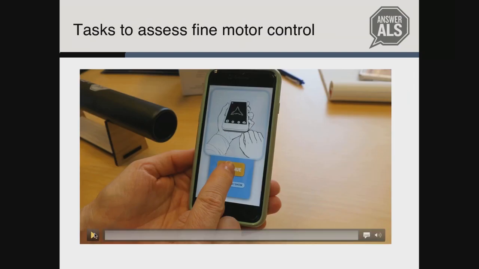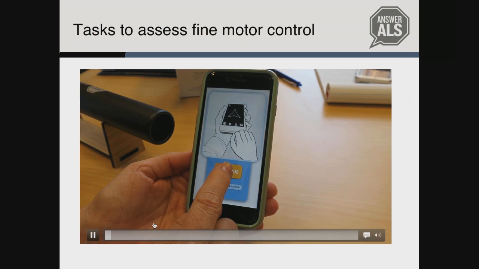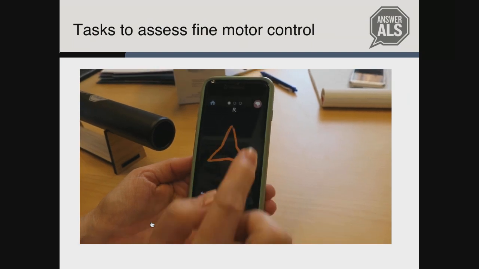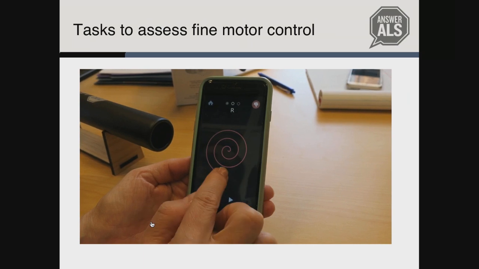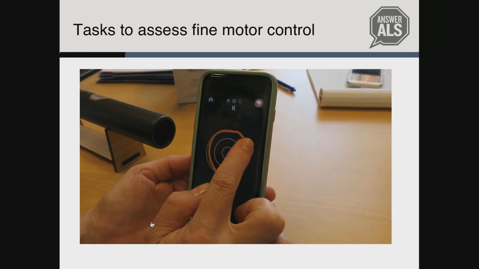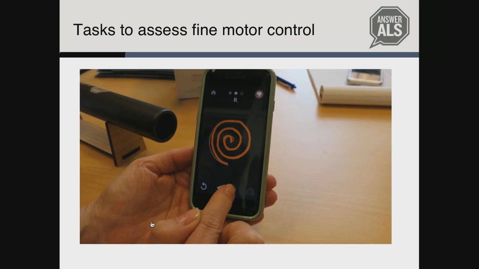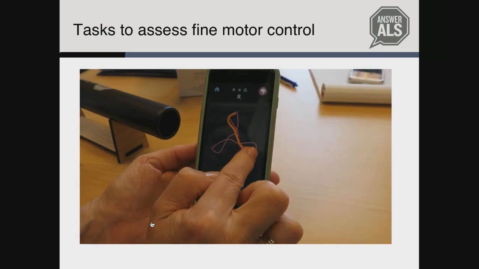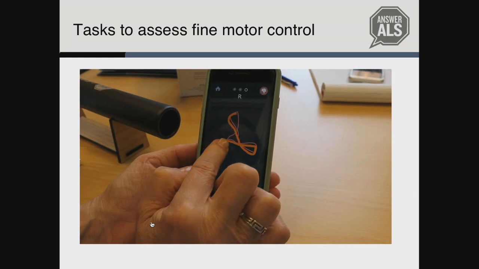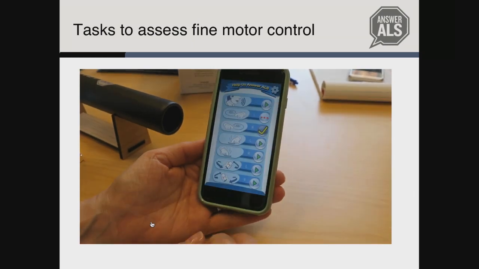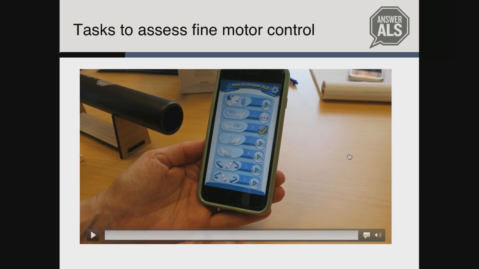So now we have a series of videos where we can show a little bit about how to do each of these tasks. So this first task is a tracing task. And within that, there are a few different tasks. The video is a little jerky, but this is somebody who's really remarkably good at these complicated, difficult tasks. So that's the tracing task, and we have one for the right hand, one for the left hand.